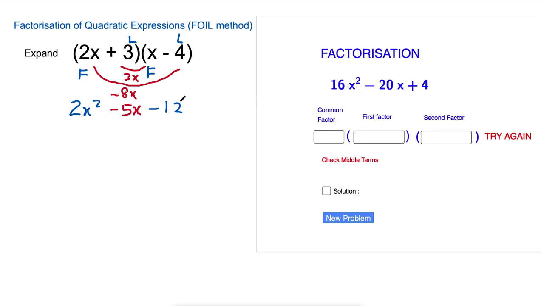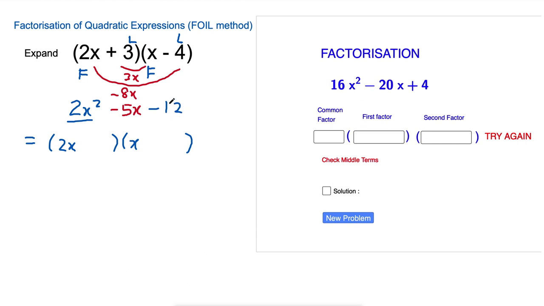Now we want to see how we can reverse the process. That means we want to factorize this. And factorize means putting it back in the bracketed form. The process is quite similar. We know that if we want to factorize this, it will give us two brackets. And this comes from the first term in each bracket, which means the first terms in the brackets are 2x times x.